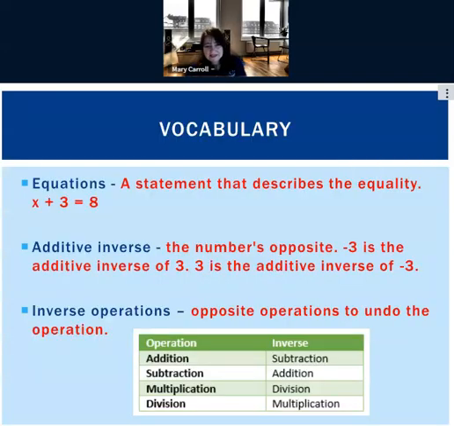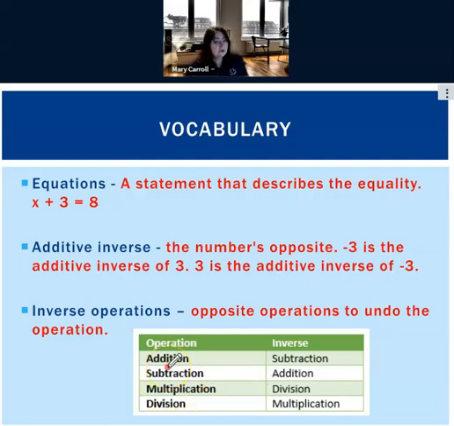Alrighty, so there it is again. I just really quickly went over that one. So equations are a statement that describes equality. An additive inverse, this may be a new term for you, or you might have forgotten. It's basically the opposite of a number. So something like 3, the opposite of 3 is negative 3, or the opposite of negative 3 is 3. That's called an additive inverse.